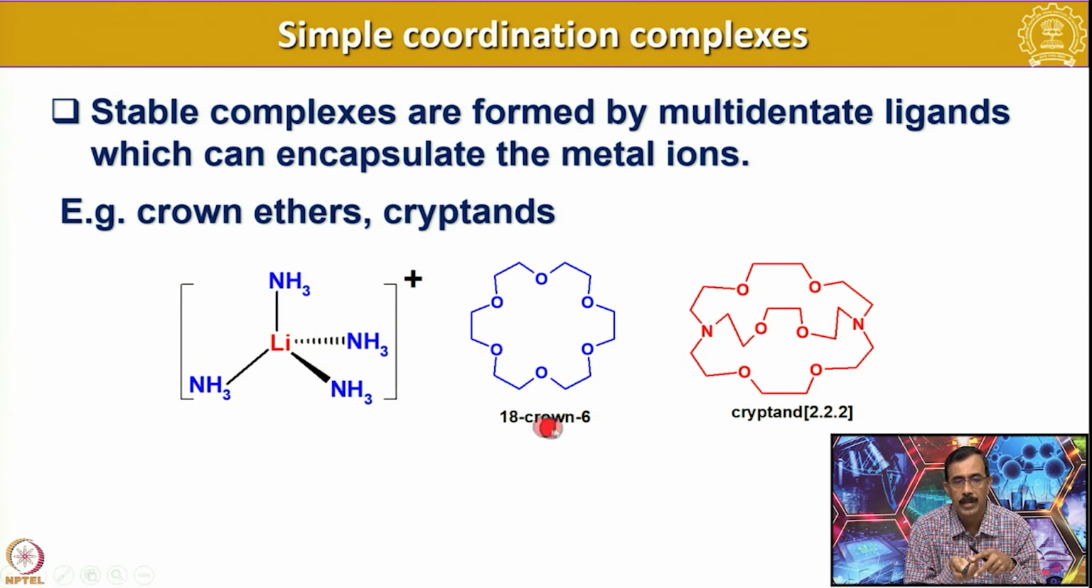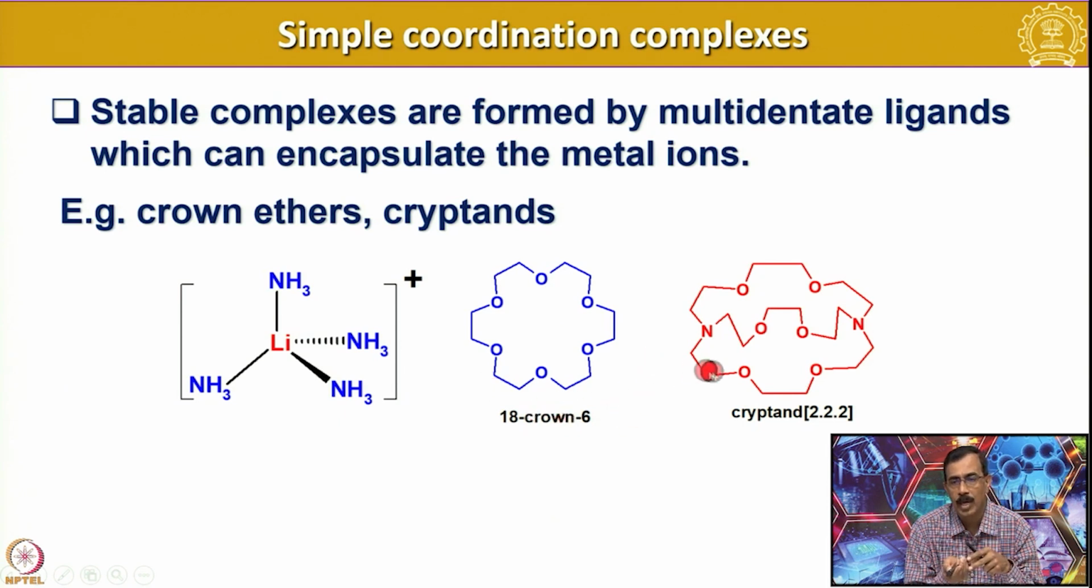So, this is called 18 crown 6, and it is very simple. We have 18 atoms in the ring and 6 oxygen atoms. So, that is the reason it is called 18 crown 6. If you start counting from say here 1, 2, 3, 4, 5, 6, 7, 8, 9, 10, 11, 12, 13, 14, 15, 16, 17, 18. So, 18 atoms are there in the ring, and then we have 6 oxygen atoms, and usually it looks like a crown. As a result, it is named as 18 crown 6.